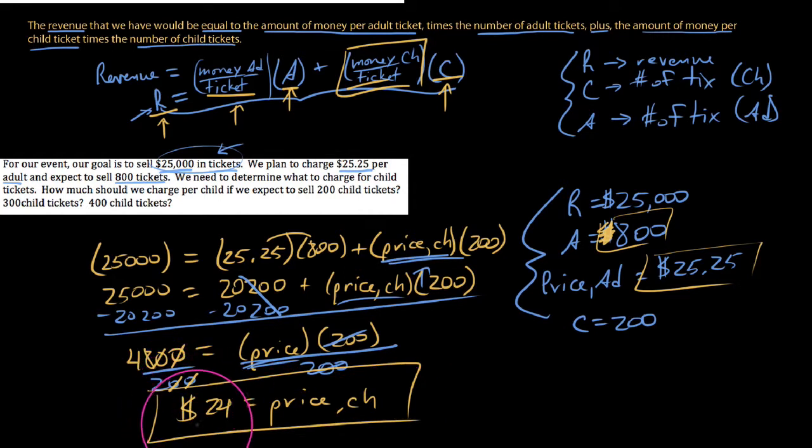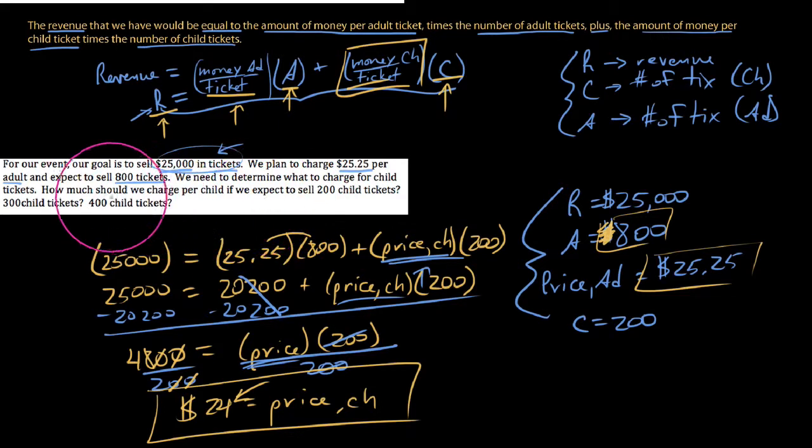We want to write our answer as a complete sentence. If I were to write an answer, I would put it this way. Well, if our goal is to make $25,000 and we're going to sell 800 adult tickets at $25.25 apiece, with also selling 200 child tickets, in order to meet our goal, we would have to sell child tickets for $24 per ticket.